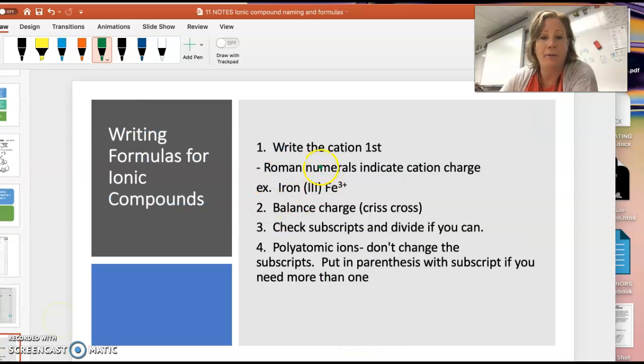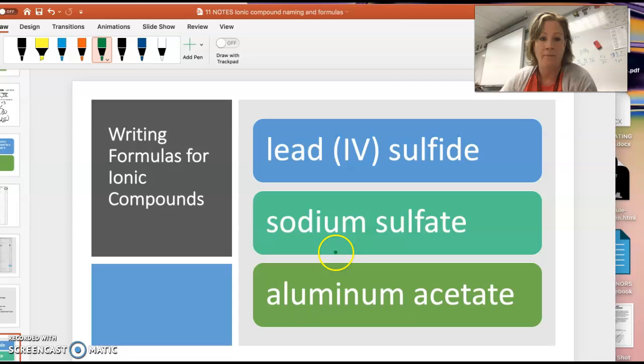So writing chemical formulas is similar but different. You still put the cation first. If you do have a Roman numeral, that's the cation charge. You're going to be balancing charge, so we want to make sure everything is electrically neutral. Once we balance charge, we check our subscripts. If they are reducible, we reduce them. And then the polyatomic ions, like I was saying, we don't change their subscripts, but if we need to, we put them in parentheses with a subscript on the outside.